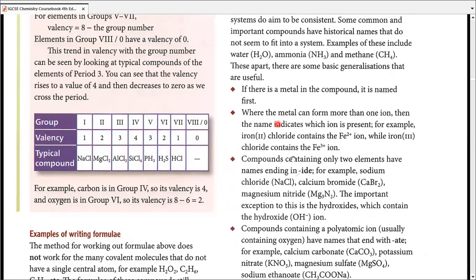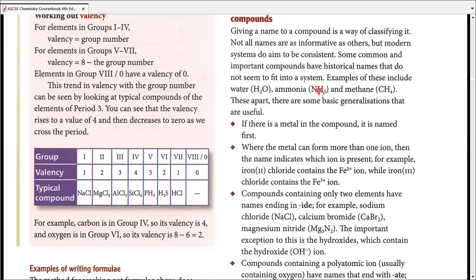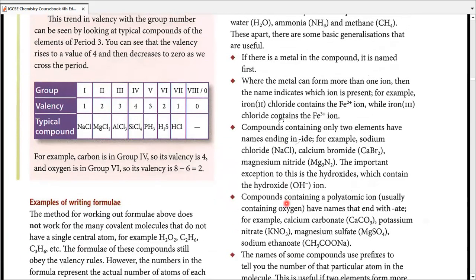First things first, there are some compounds for which we don't even know how the names were given, and we're still using those names. For example, water. H2O is water. Nobody knows who gave the name water, but we still use it. We don't use any other scientific name. Ammonia for NH3, methane for CH4, we still use those names. We don't know who gave the name, and even if we do, we don't change those names. Apart from that, the rules are for the generic naming of ionic compounds. Since ionic compounds are made up of a metal and a non-metal, we always name the metal first.